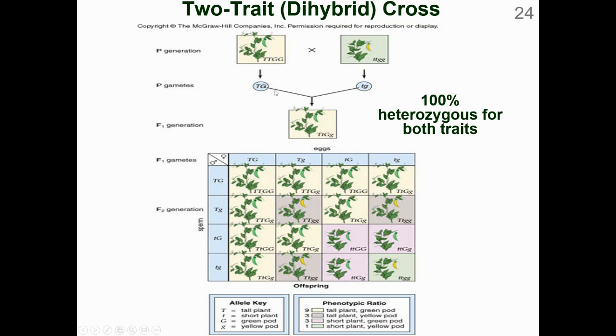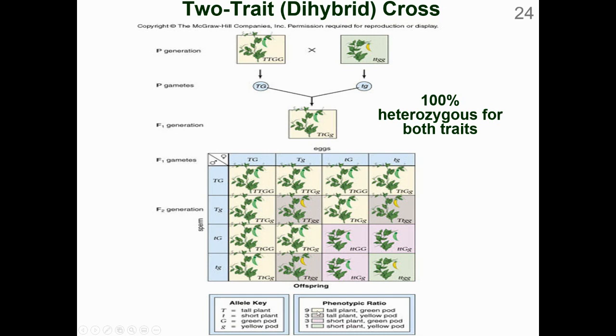So my possible combinations with tall and green or short and yellow are tall and green, tall and yellow, short and green, short and yellow. Those are my phenotypes. And when I add those up, my ratio is 9 of the plants out of the 16. I have 16 squares when I put a 4x4 grid together.